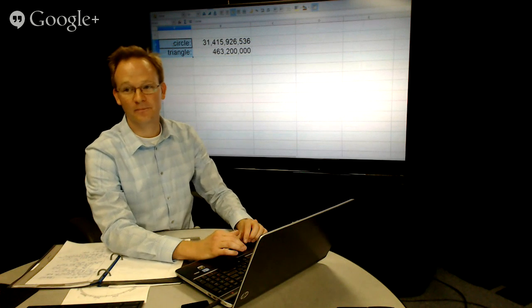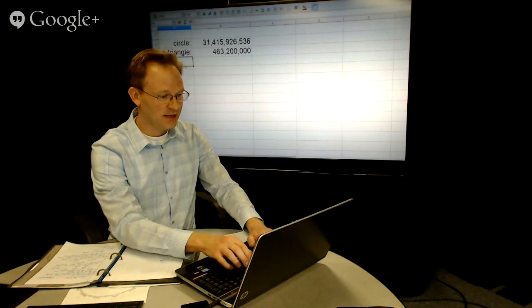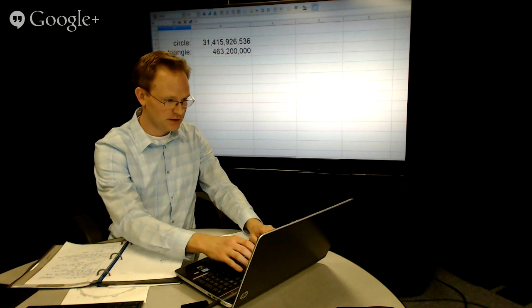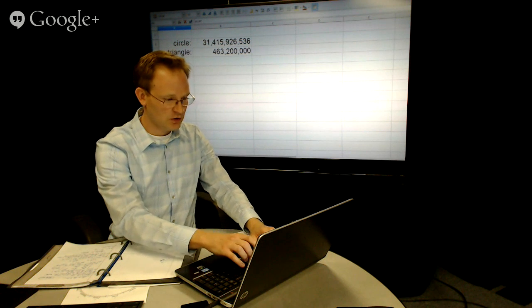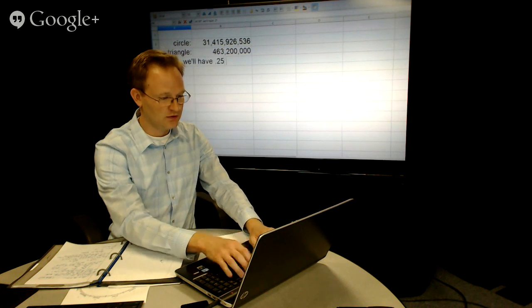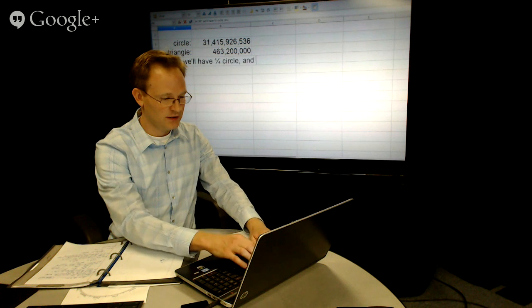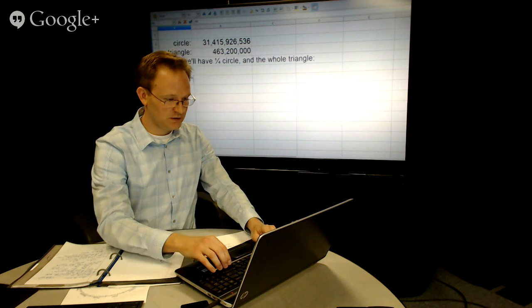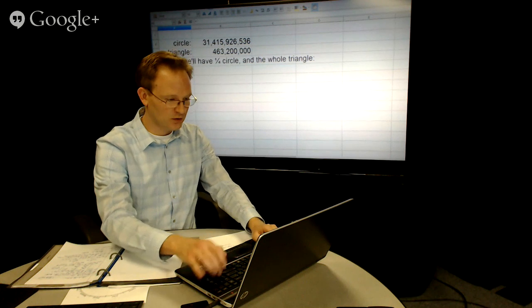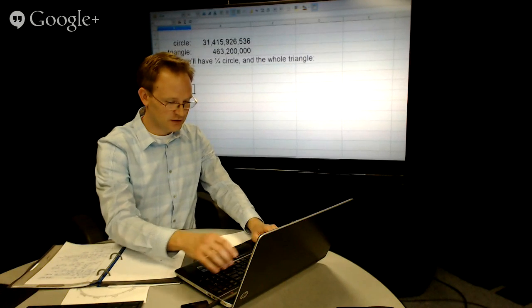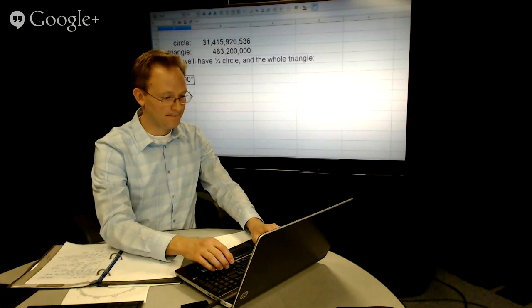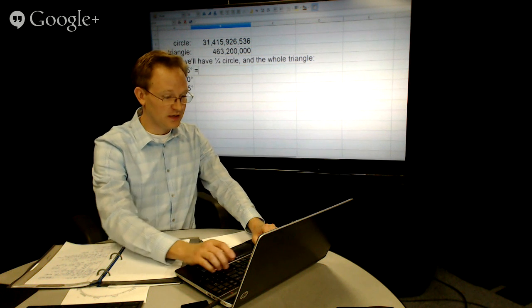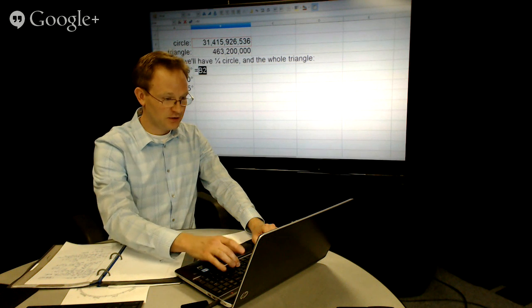All right. Yes. So at 90 degrees, we'll have like 1/4 circle and the whole triangle. Well, we can do all of them: 45 degrees, 90 degrees, and 135 degrees. And let's put the area that got swept out here. So for 45 degrees, we'll take the circle and divide it by 8.